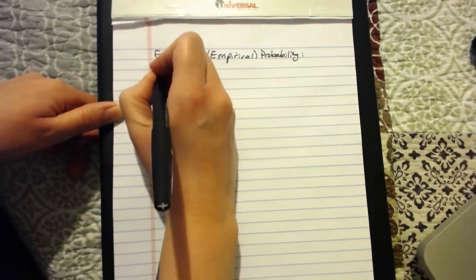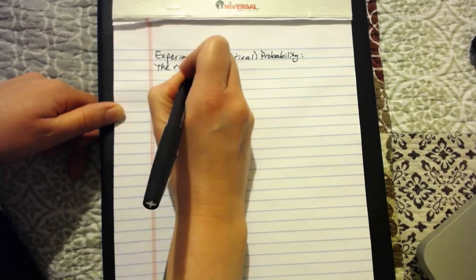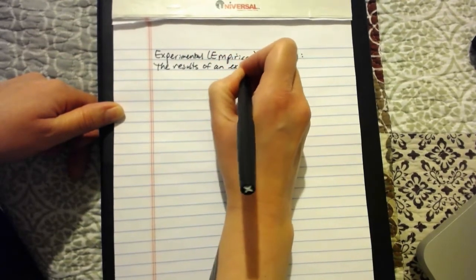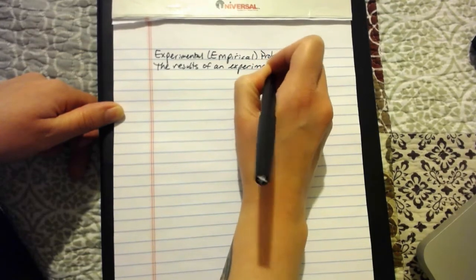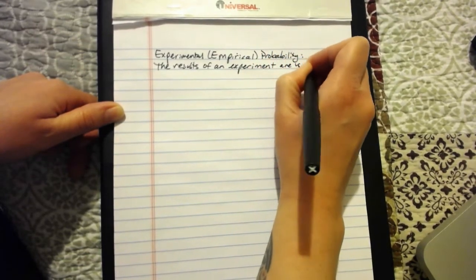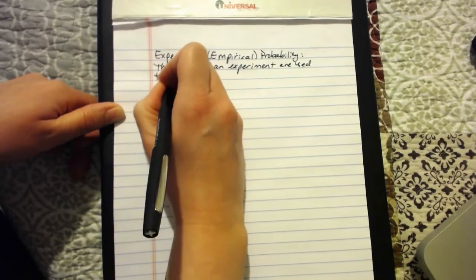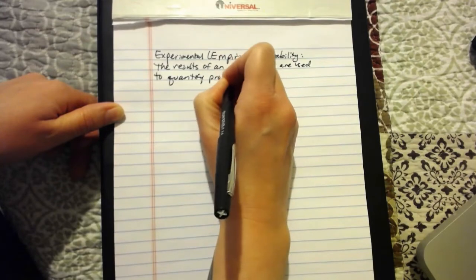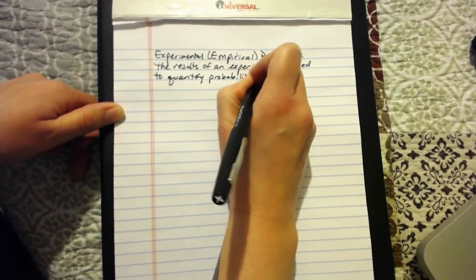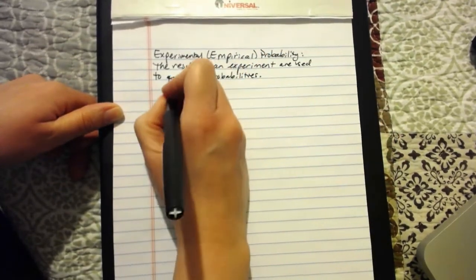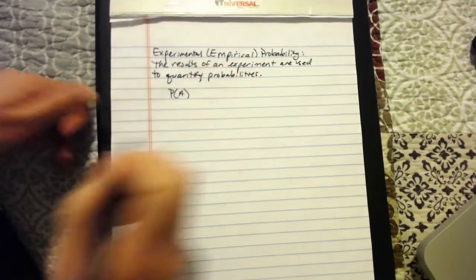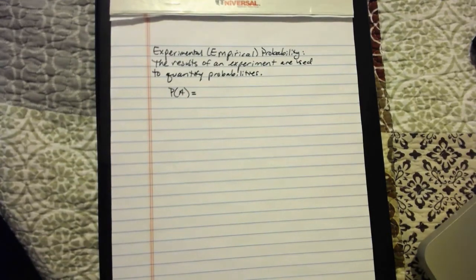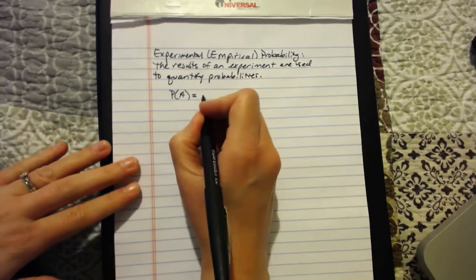And here, the results of an experiment are used to quantify probabilities. Specifically, if we want to know the probability of an event A occurring, we would run this experiment, and we would do it a number of times.